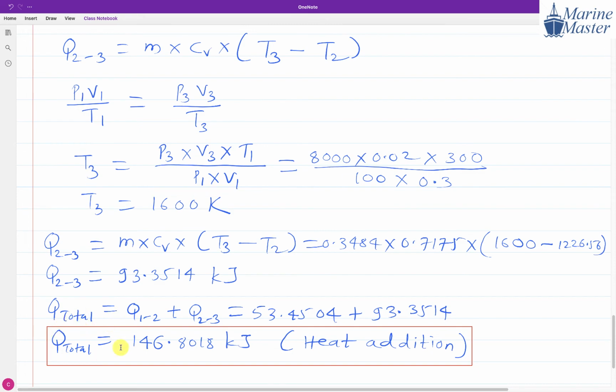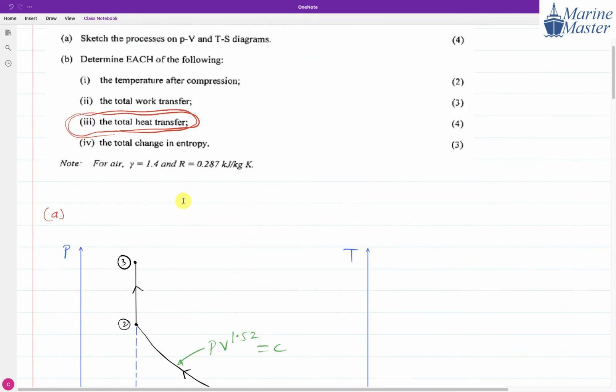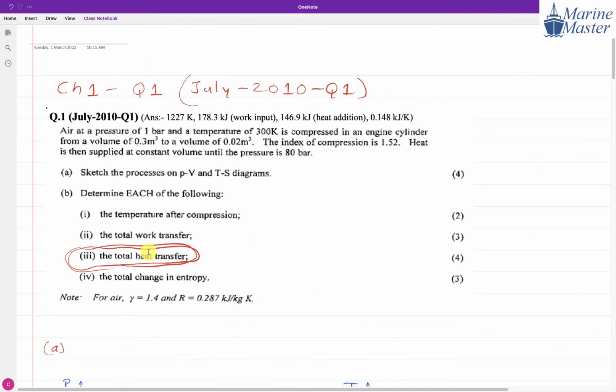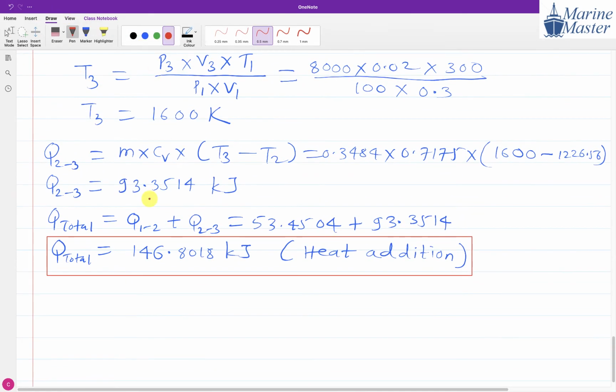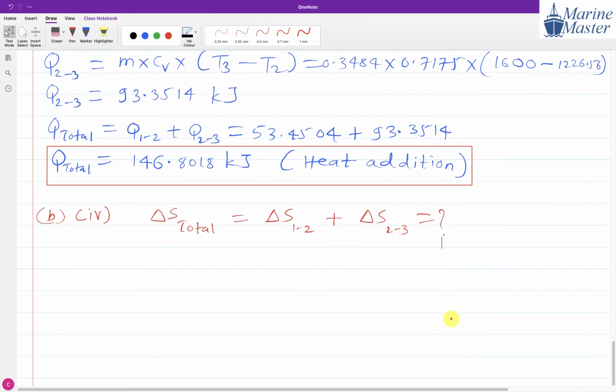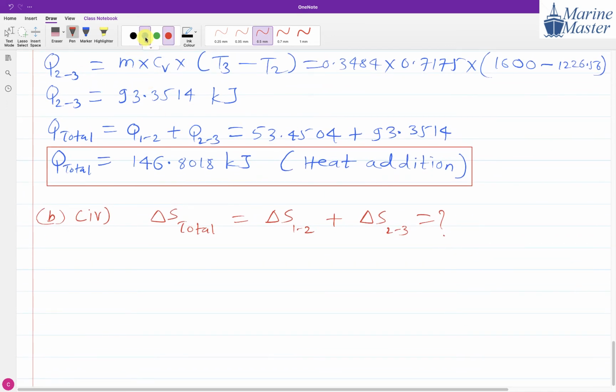So we got Q total. Now what are they asking us in B's fourth part? Total change in entropy. So our target is the total change in entropy. How to get delta S total? Delta S total will be delta S122 plus delta S223.